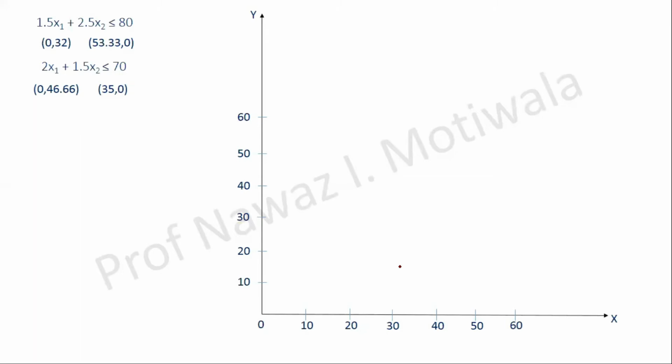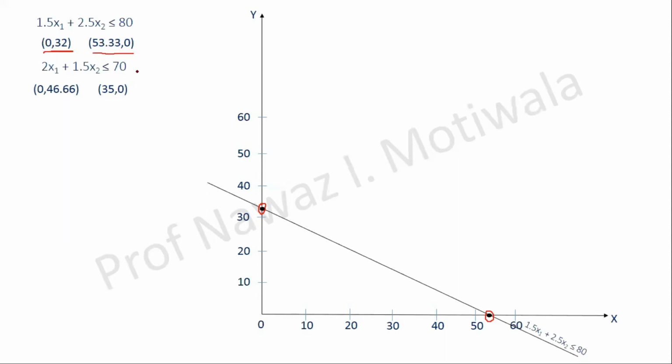The next step is plotting these points. For the first equation, my first point is (0, 32), so I will mark the point (0, 32) on the graph. You can observe it here. Similarly, my next point is (53.33, 0), which will be somewhere here. As 2 points are defined, I can draw a line passing through these points, corresponding to the equation 1.5x1 plus 2.5x2 less than or equal to 80.